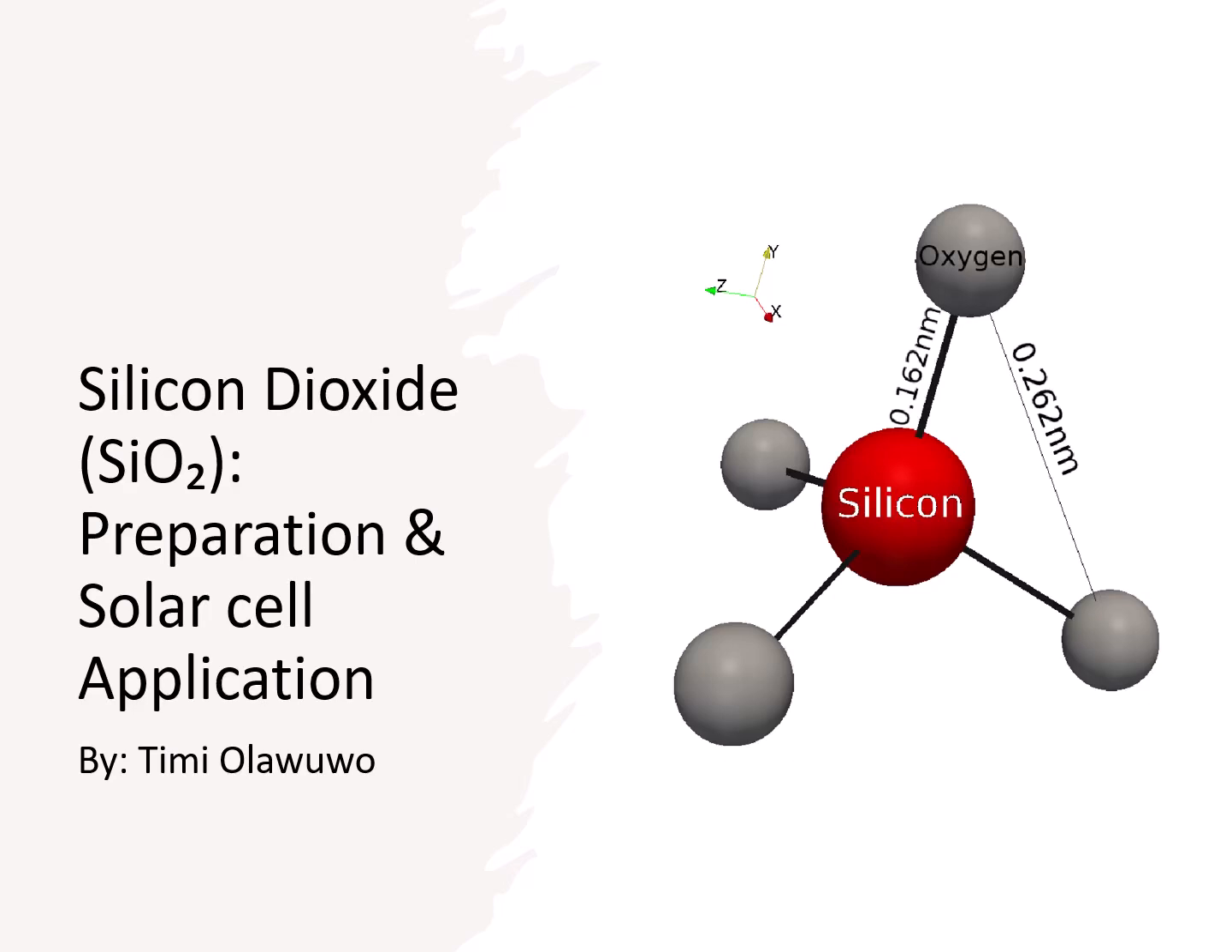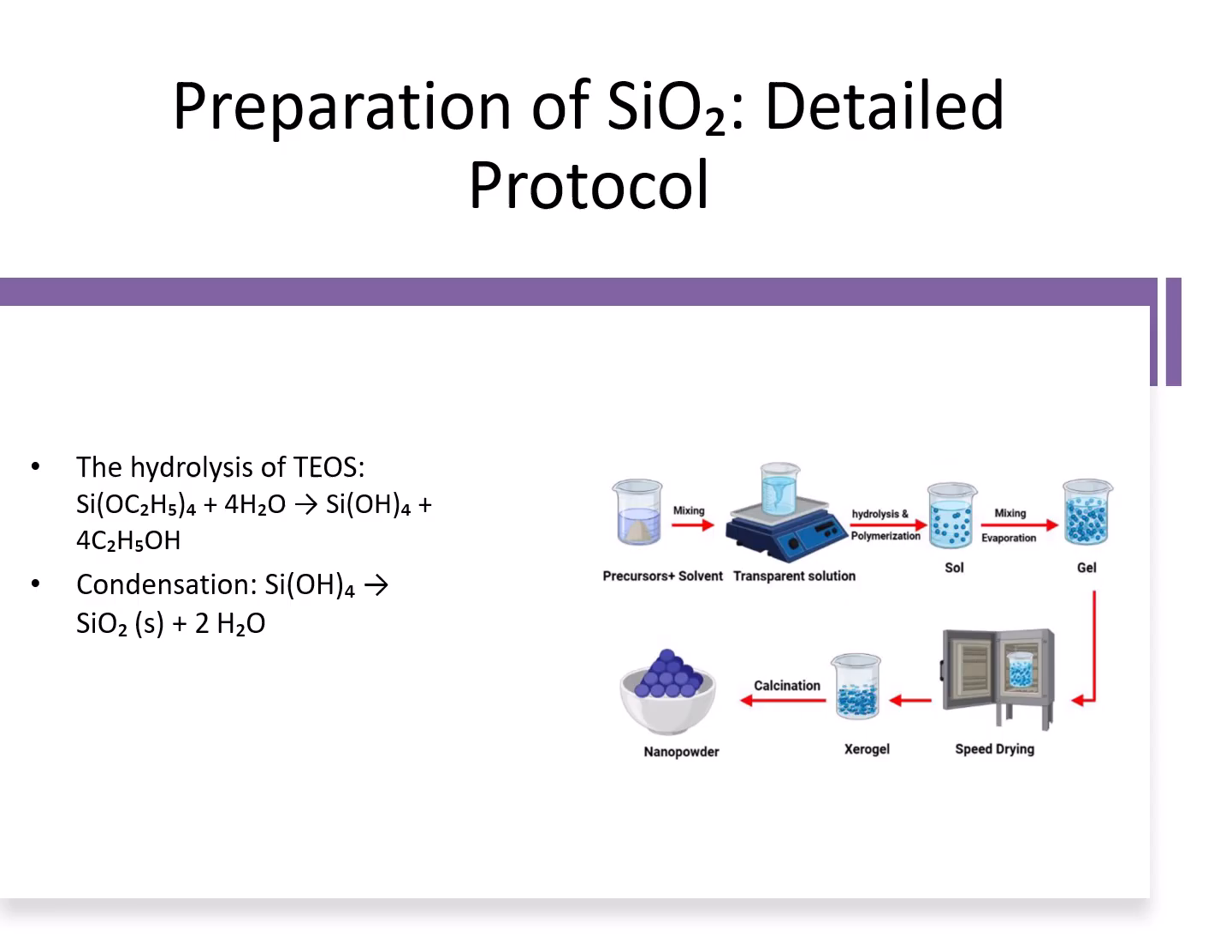Hello everyone, I'll be talking about the preparation of silicon dioxide and how it's reduced to elemental silicon for our solar cells. Silicon dioxide is prepared industrially using the sol-gel method because it allows chemists to control the purity and surface characteristics of the final silica product.